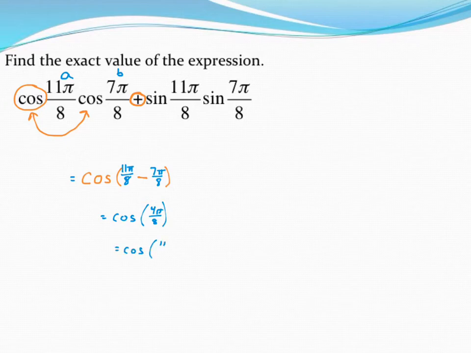And pi over 2 is one of our special angles. It's 90 degrees, it's a quadrantal angle, and so again, looking that up in our trig ratio chart, I see that the cosine of 90, or the cosine of pi over 2, is just 0. So that is what this expression would simplify to.